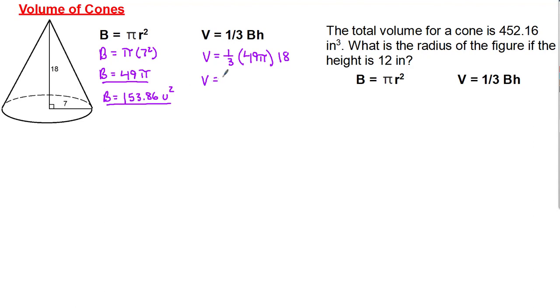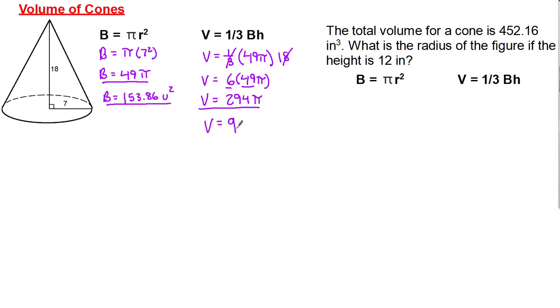Okay, so what I'm going to do now, I'm just going to take 1/3 of 18, which is going to be equal to 6. And then I'm going to be left with 49 pi. Okay, now at this point, I'm going to multiply 6 by 49 in order to get 294. And then don't forget, still have pi here. Okay, so if they ask for the answer in terms of pi, it'll be this. But if it says to use 3.14, we're going to have to go ahead and multiply by 3.14.